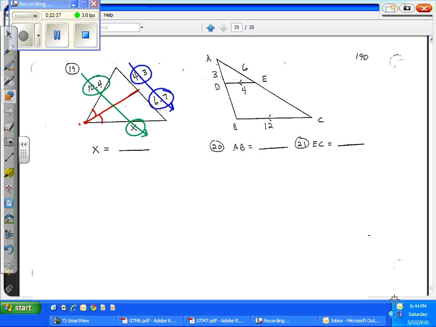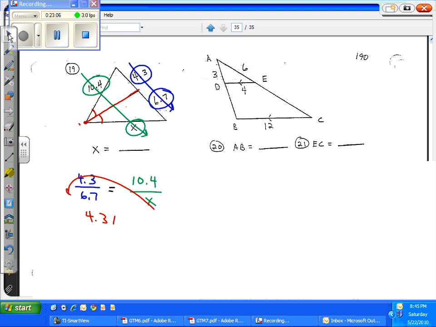And again, understanding that proportionality, we're going to set up a proportion such that we go the same way twice without crisscrossing. So we're going to say 4.3 over 6.7, piece over piece, is equal to 10.4 over x, side over side. And then we're going to cross multiply. So we get 4.3x is equal to 6.7 times 10.4. We're going to do that in the calculator.